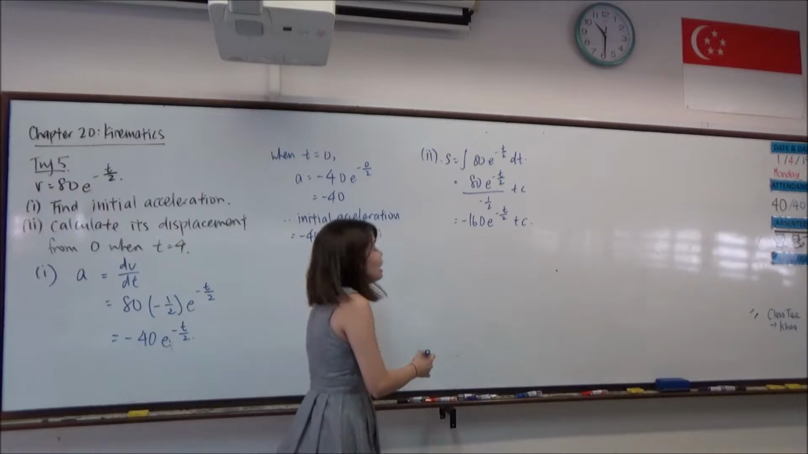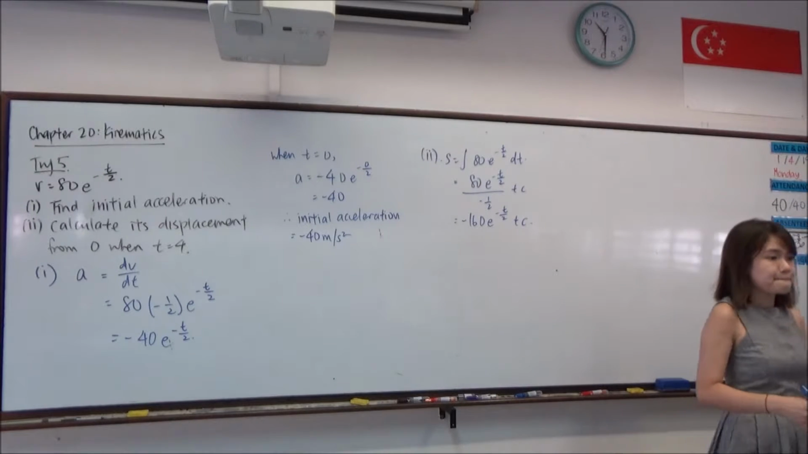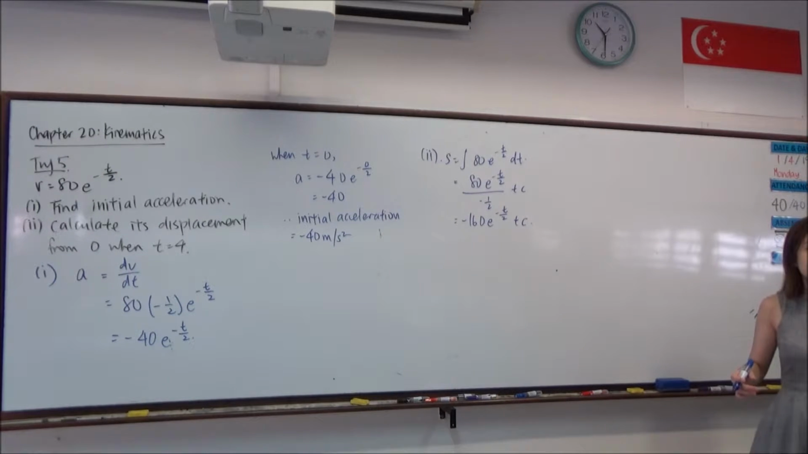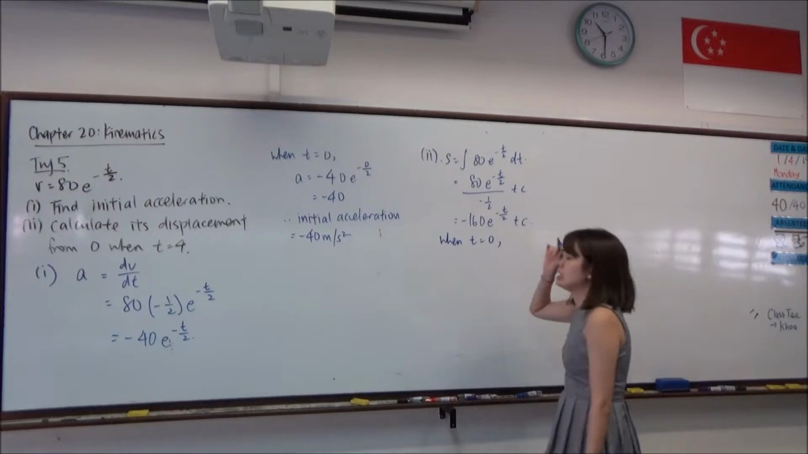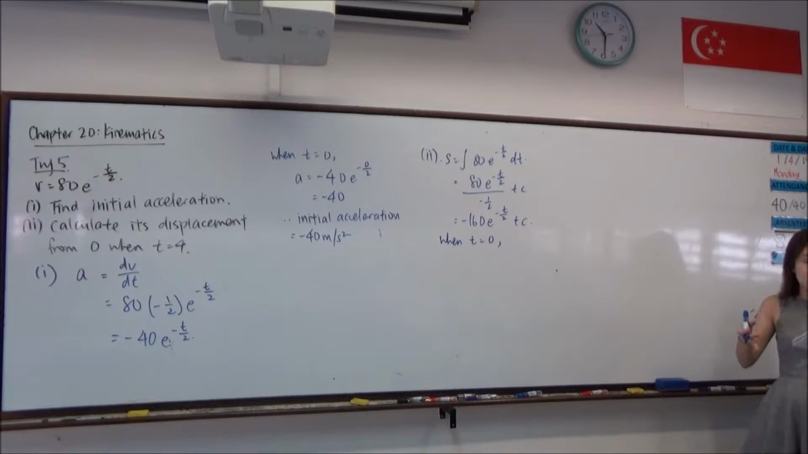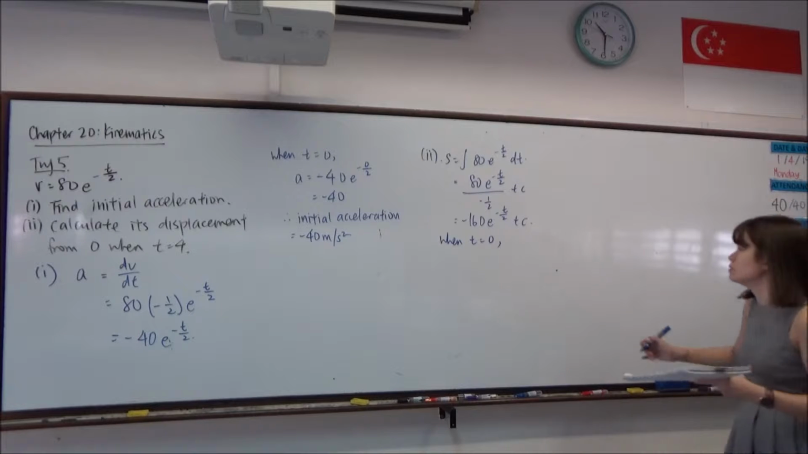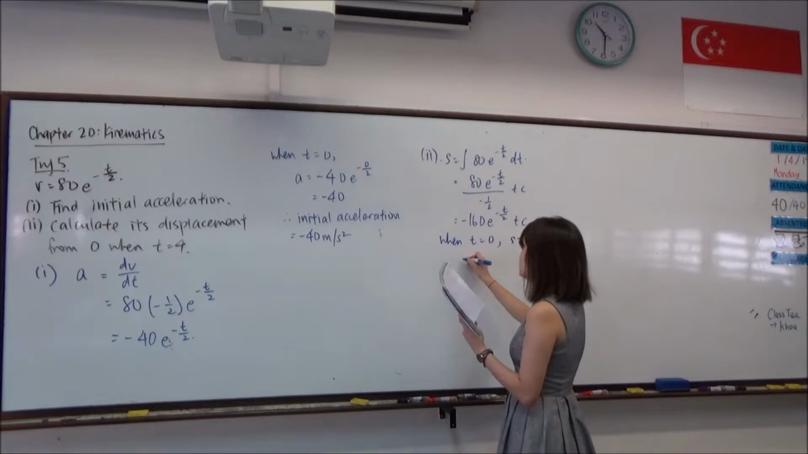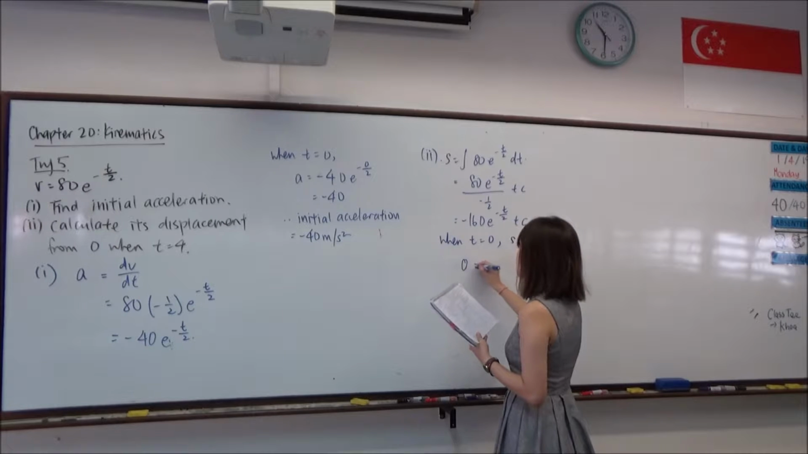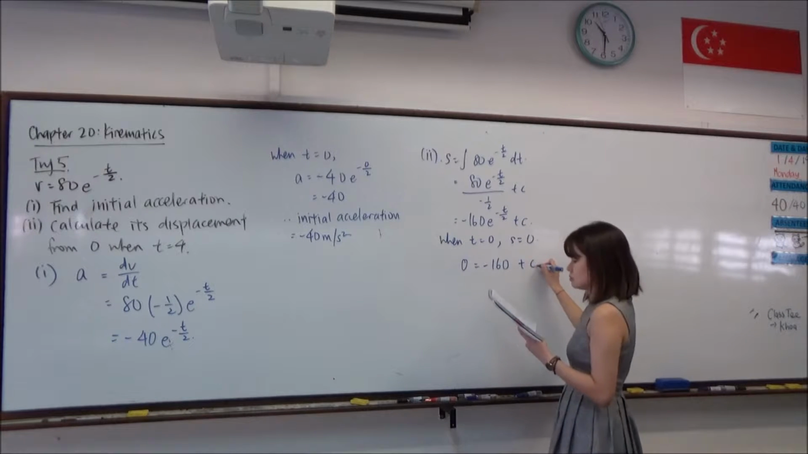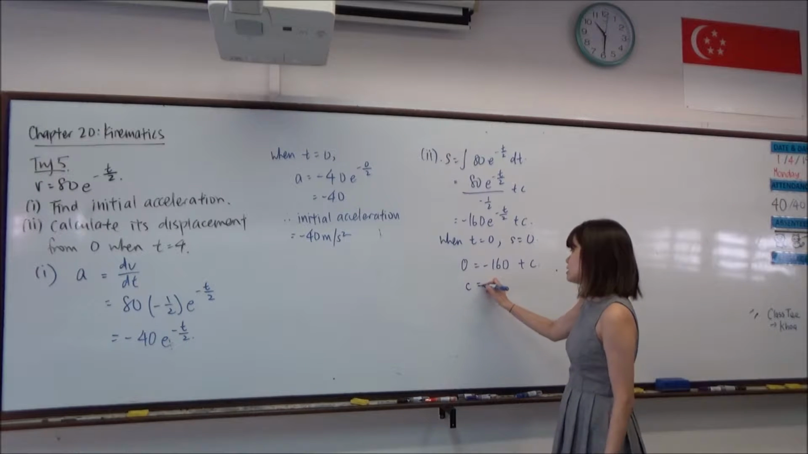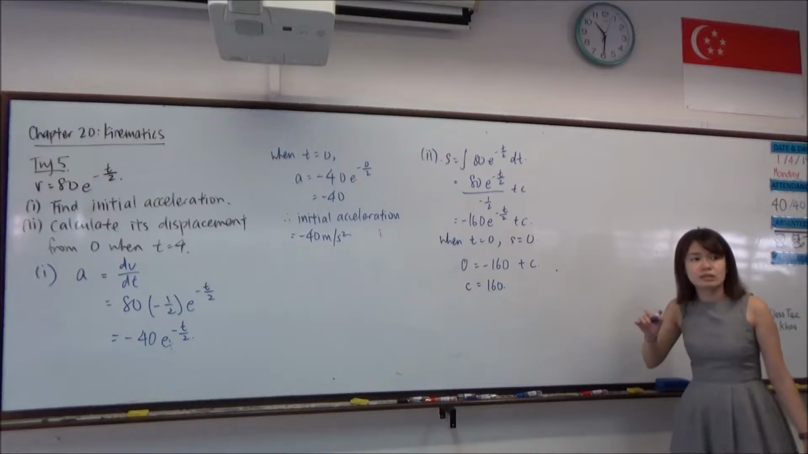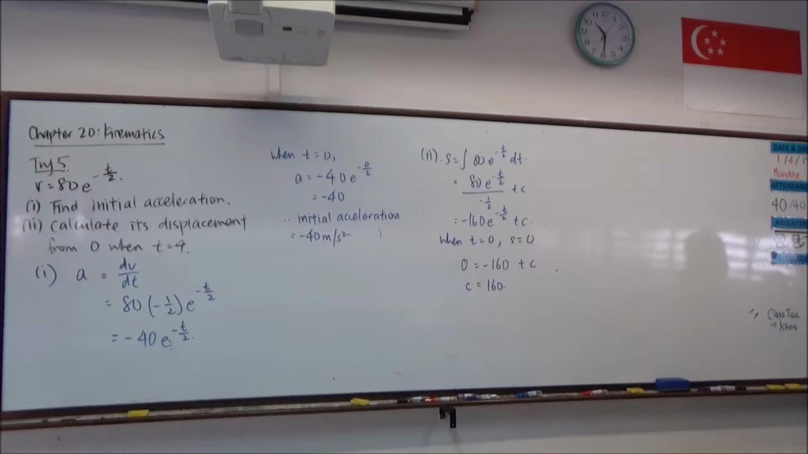Then after that, how do we find c? Sub in t equals to 0. At the initial part when t equals to 0, your displacement will also be 0, since the particle is being measured from a fixed point O. Okay, so we will find that C is going to be 160. So this tells you that the constant C is not always equal to 0.